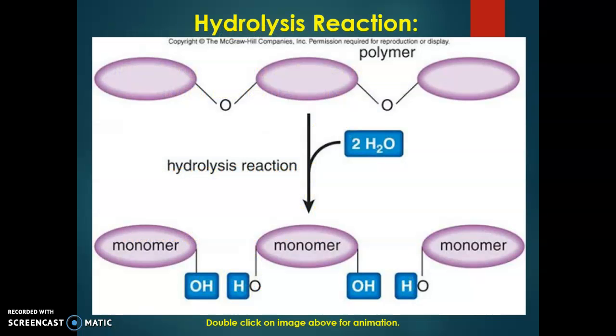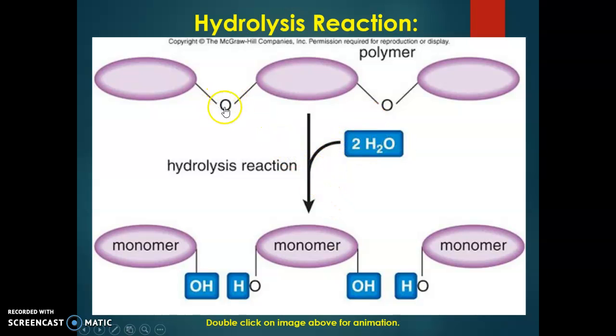So if we look at a picture of this one, up top we have a polymer right now that is made up of 1, 2, 3 monomer units. If I want to break it down into all of its monomer units, I'm going to need 1, 2 water molecules in order to separate all of them. So that's why you see 2 water molecules coming in.